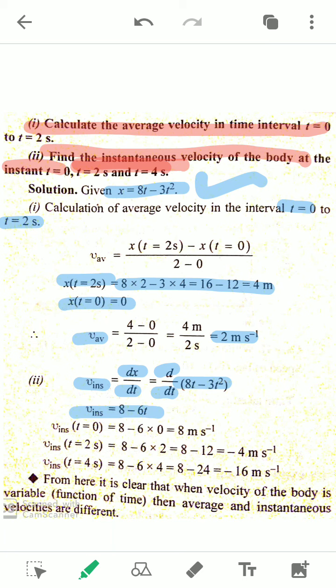If any student doubts how to calculate the differentiation of 8t minus 3t square, you have seen it in previous lecture number 8 and lecture number 9, observe the differentiation property, then solve it. So according to the question, at t equals 0, substitute the value of 0 in the given equation, then the solution is 8 meter per second. At t equals 2 seconds, substitute the value of 2. At t equals 4 seconds, substitute the value of 4, and that is your given solution. Okay, student. So next question.